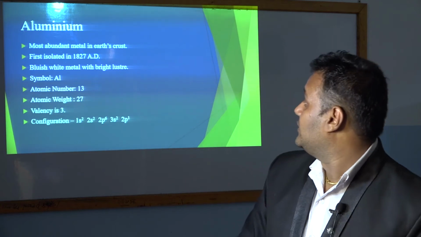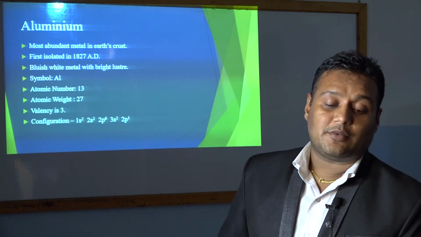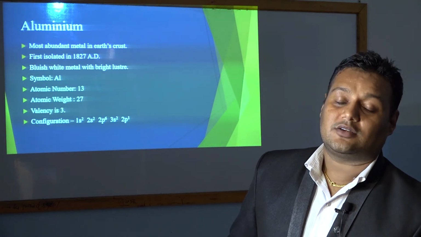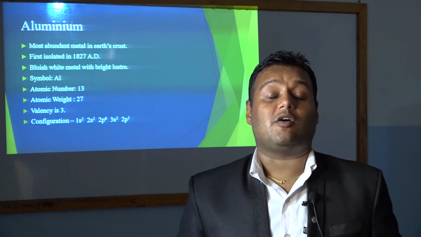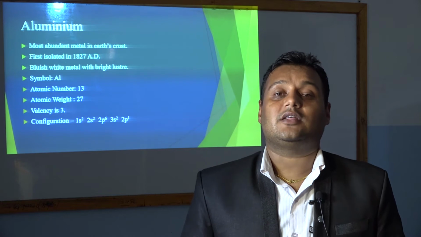So, the first point over here is the most abundant metal in the earth's crust. The metal which is found in the highest amount in the earth's crust.